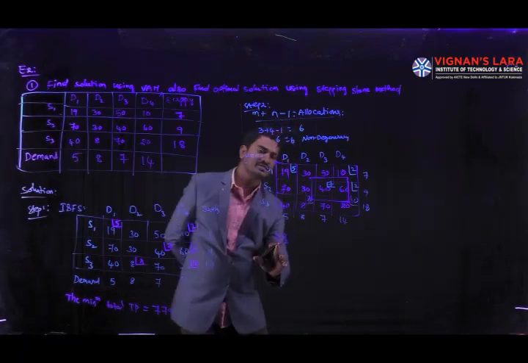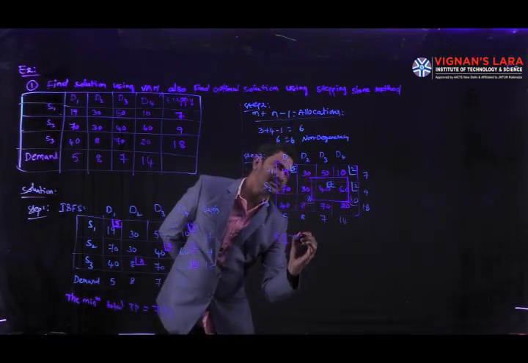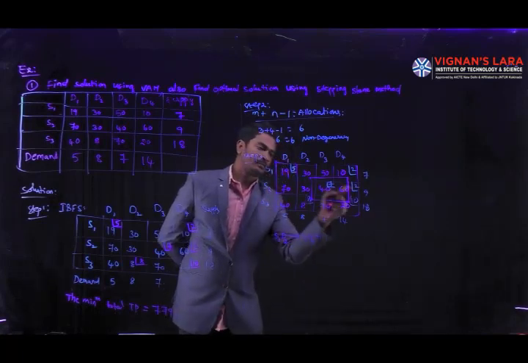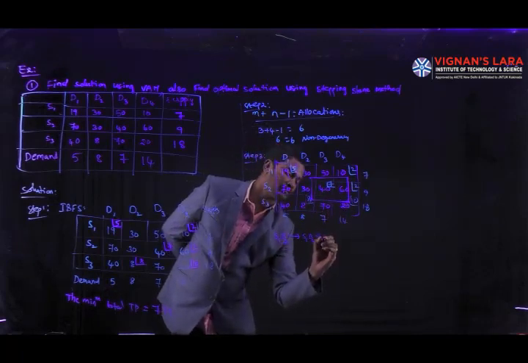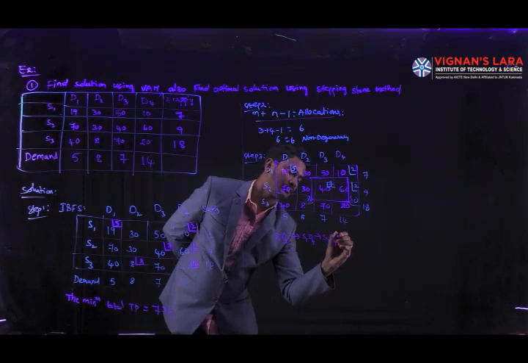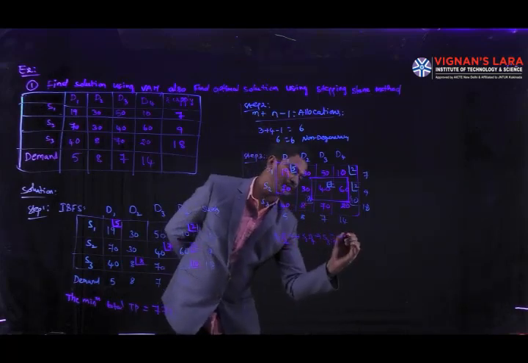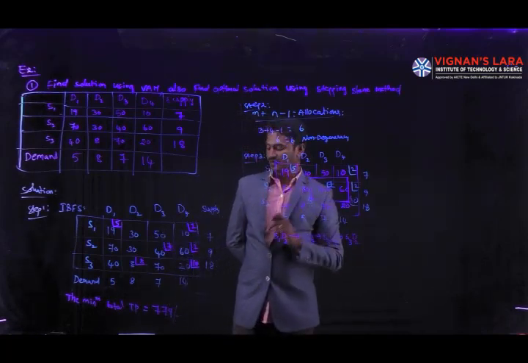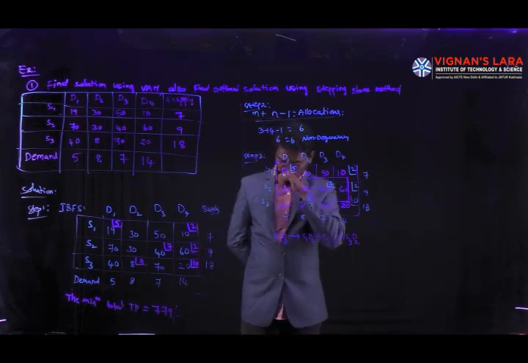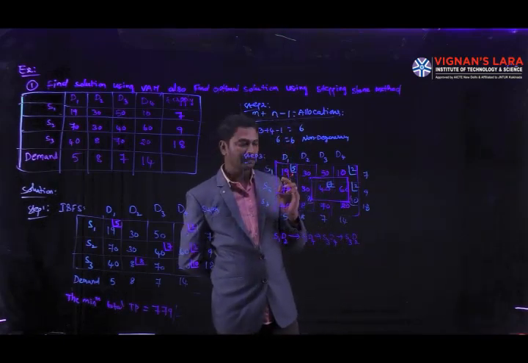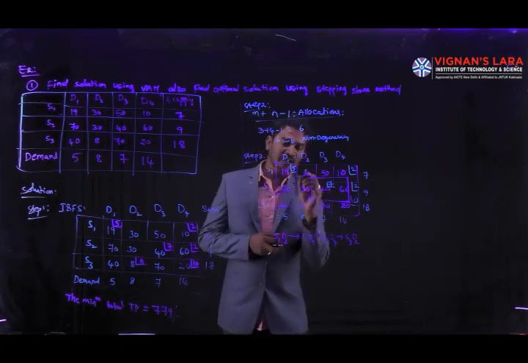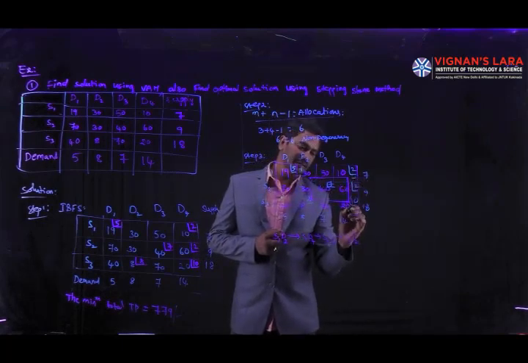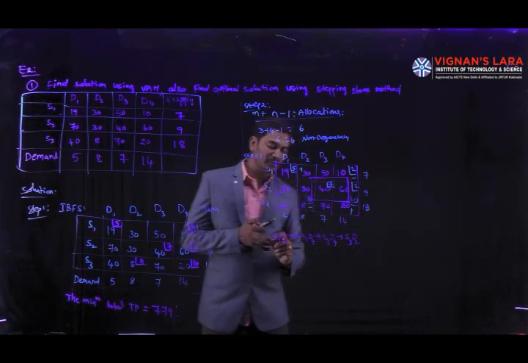The loop started at S1 D2, then it reaches S1 D4, then S3 D4, then S3 D2, and finally it ends at S1 D2. Now we are going to take the signs. The unallocated cell starts with a positive sign, here we take negative, then positive and negative. From this we are going to calculate, starting with S1 D1.